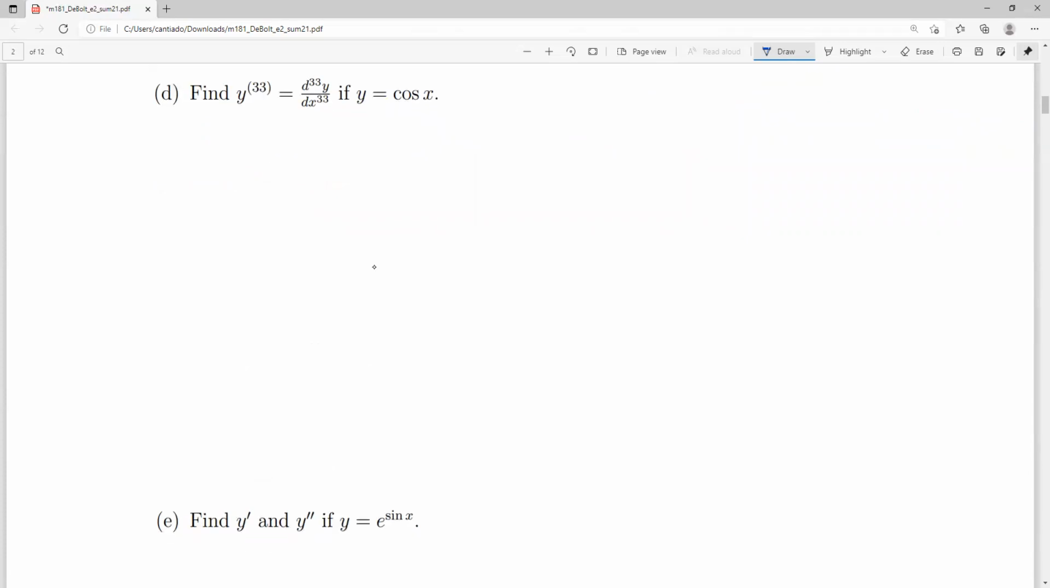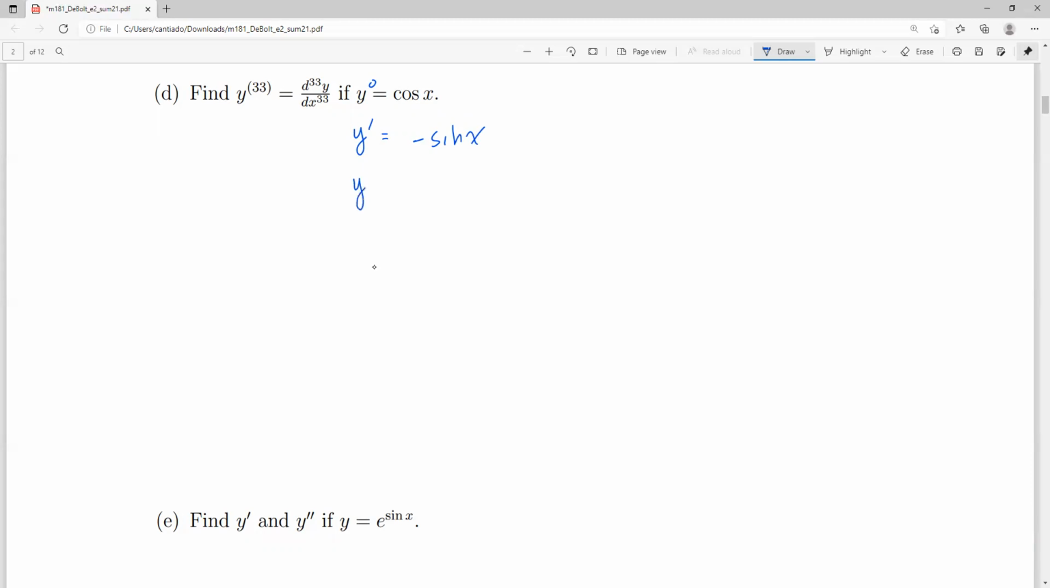We have the 33rd derivative of y, given y is equal to cosine x. So something you should maybe recognize is, let's sort of treat this as the 0th derivative. Let's go ahead and try to find the first derivative. What's the derivative of cosine? That's minus sine x.